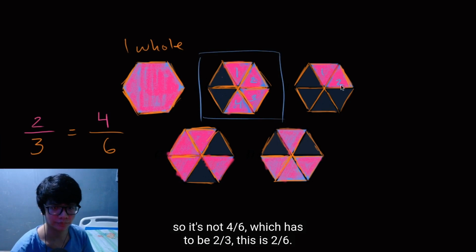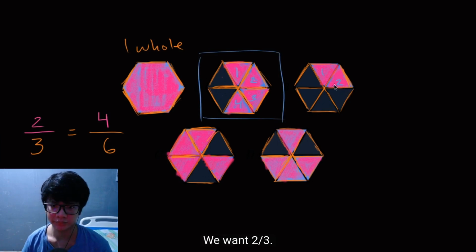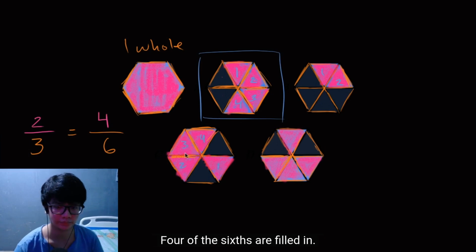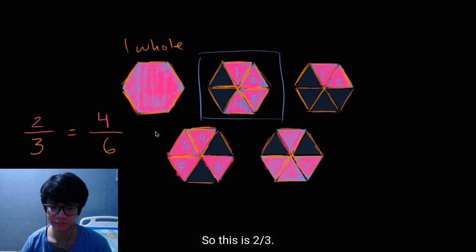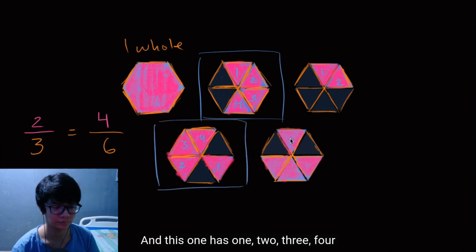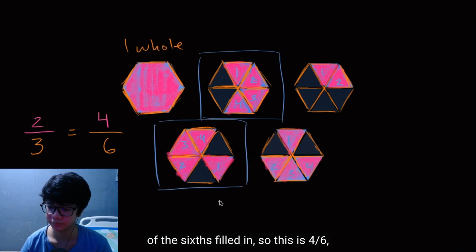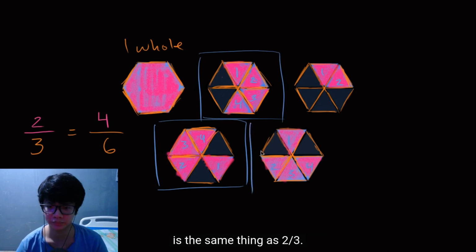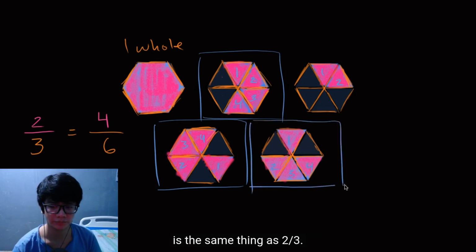This is 2/6. We want 2/3. This one is 1, 2, 3, 4. 4 of the 6 are filled in, so this is 2/3. So I will put a square around that one. And this one has 1, 2, 3, 4 of the 6 filled in. So this is 4/6, which we've already figured out is the same thing as 2/3. And we're done.